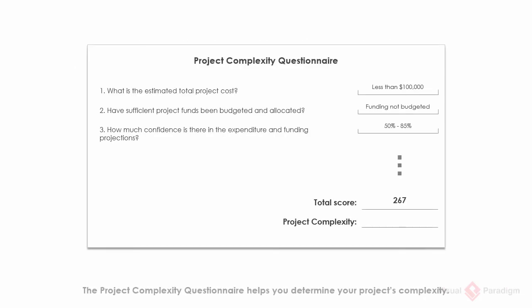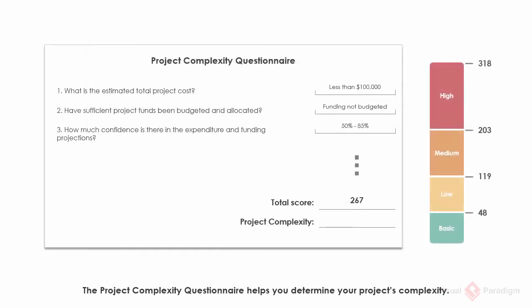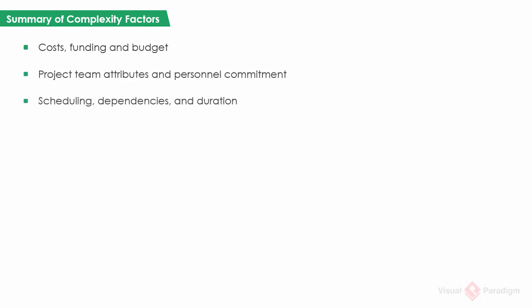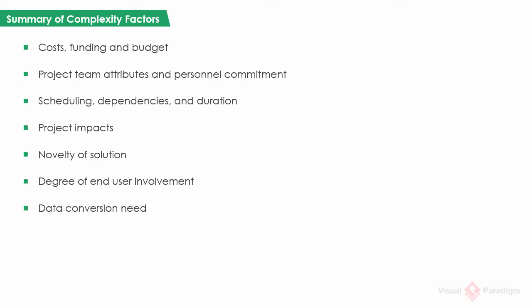We have a project complexity questionnaire that helps you identify your project's complexity. By answering a set of complexity questions, a total score along with a classification of project complexity will be obtained. Listed here are the factors that constitute the assessment of project complexity. Questions in the questionnaire are set based on these factors. The three factors weighed most heavily are the cost and funding of a project, the project team's attributes and personnel commitment, and the project's impacts. This is how project complexity classification works.